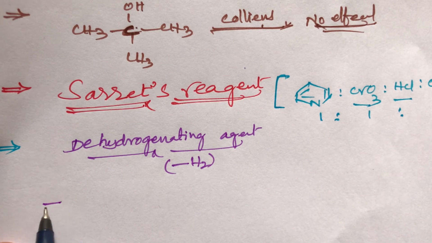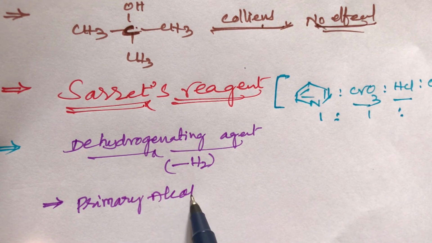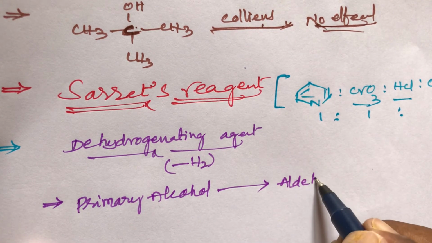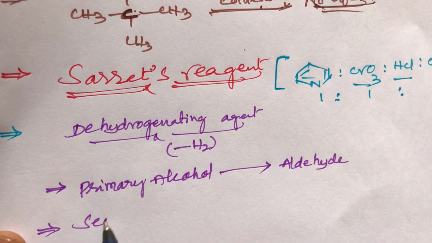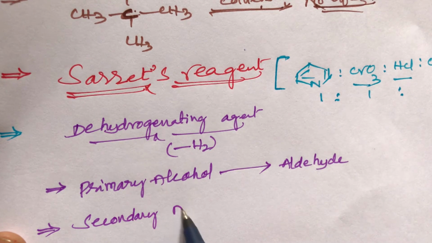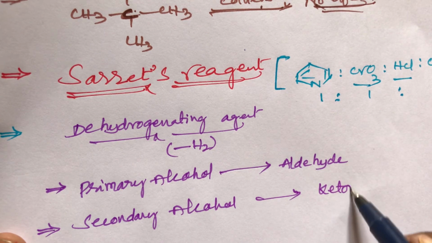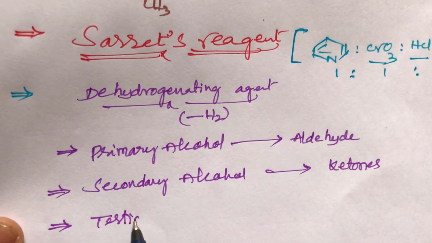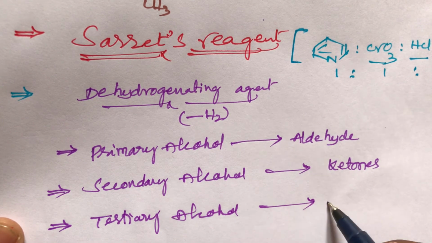Removal of hydrogen. You remember, dehydrogenating means removal of hydrogen. So this Sarett's reagent can oxidize primary alcohols to give aldehydes, and it can also oxidize secondary alcohols to give ketones. And what about tertiary alcohols? On oxidation, what happens? There is no effect.